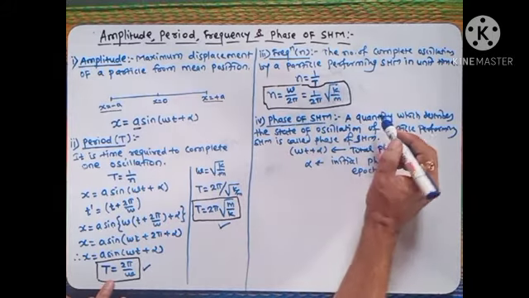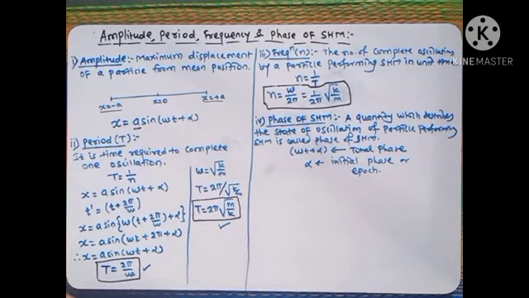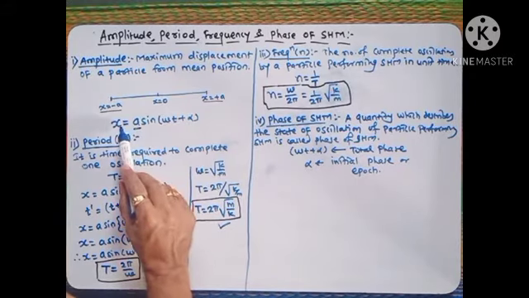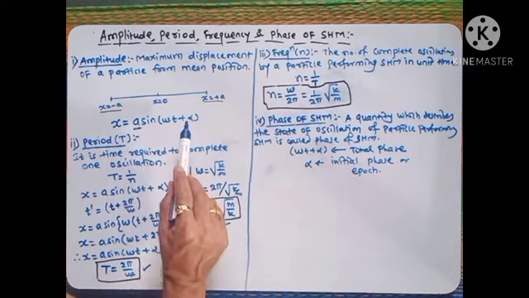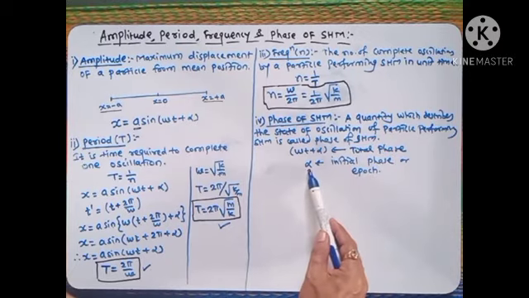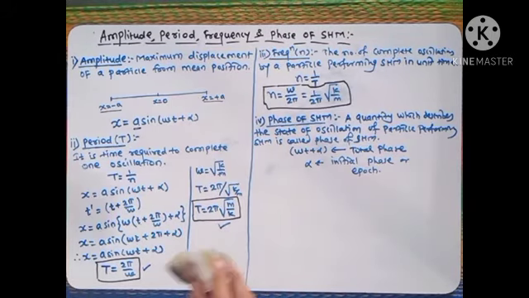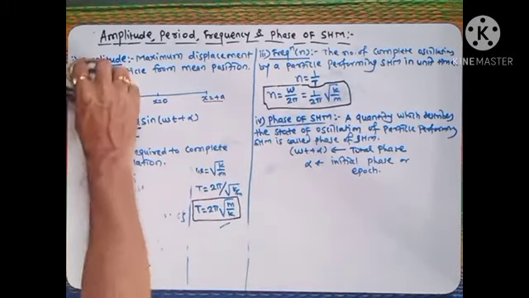Also here we get n equal to omega upon 2 pi, same thing. Now we consider the fourth, phase of SHM. A quantity which describes the state of oscillation of a particle performing SHM is called phase of SHM. That means if we consider the expression x equal to a sin omega t plus alpha, in that omega t plus alpha is the total phase, and alpha is the initial phase, we call it an epoch. This is all about amplitude, period, frequency and phase of SHM. Now we consider the next article here.